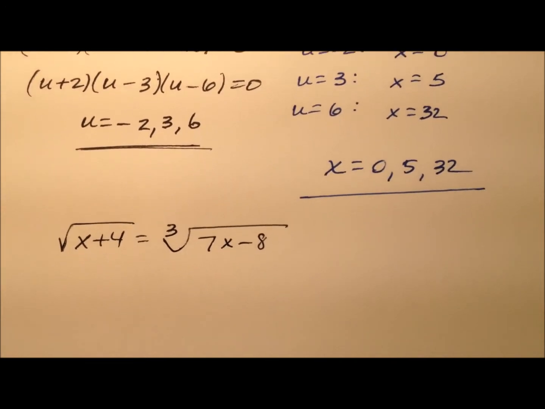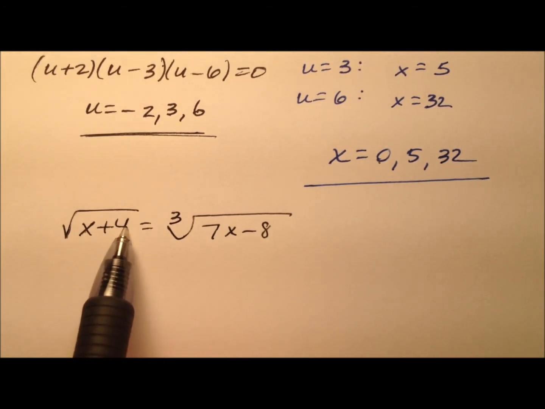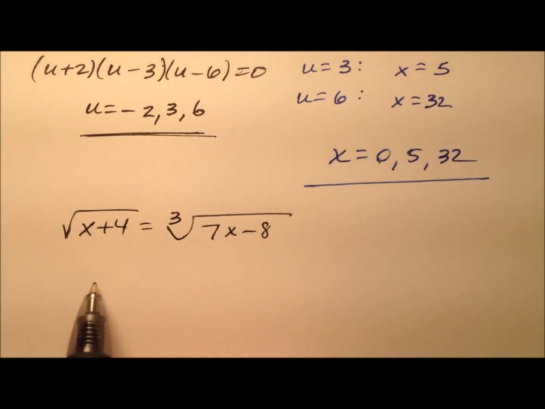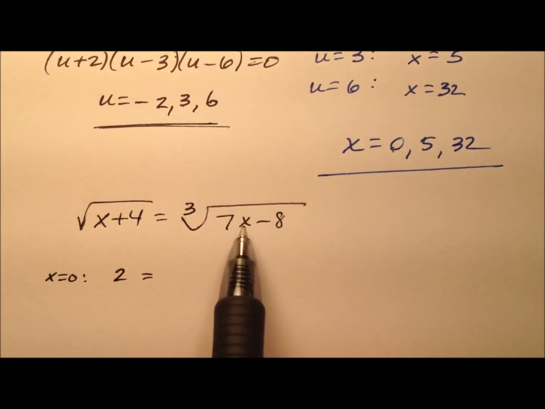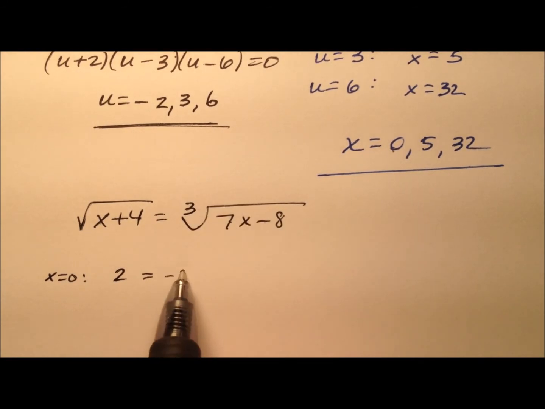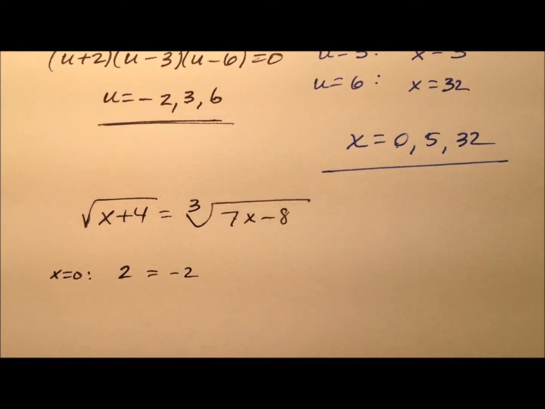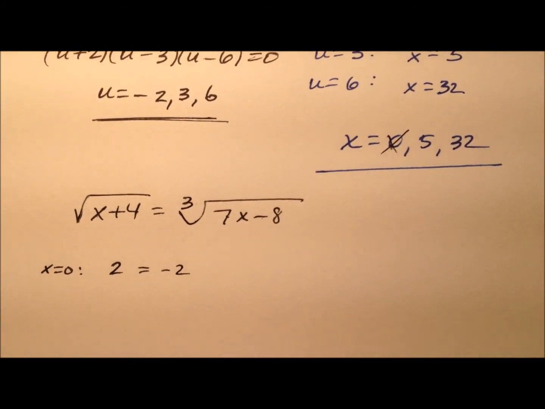Okay, and we'll see what works and what doesn't. So we'll plug 0 in first. So 0 plus 4 is, well, 4. Square root of that is 2. So I'll have, and this is x equals 0, 2 equals, and then 0 times 7 is 0 minus 8. Cube root of negative 8 is negative 2. So 2 equals negative 2. That's no good. So that'll be an extraneous solution.